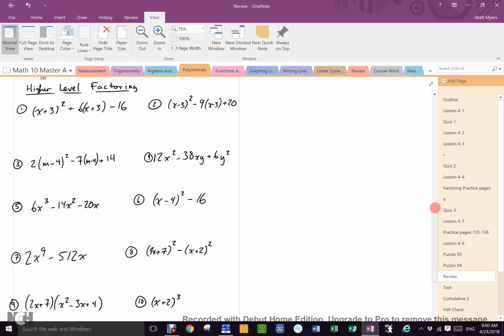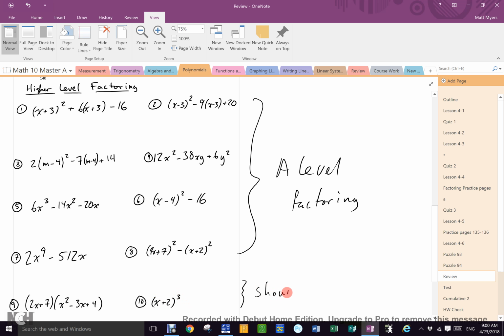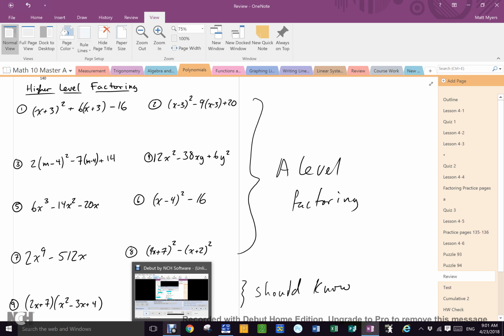And there is your page 140. The factoring stuff, 1 to 8, that is the kind of A-level factoring. But this stuff down here, these two, you should know. Whether you want an A or not, you should know how to expand those. Is everybody good? Excellent.